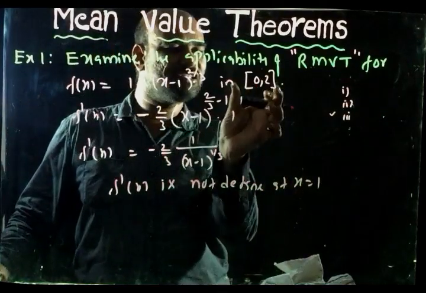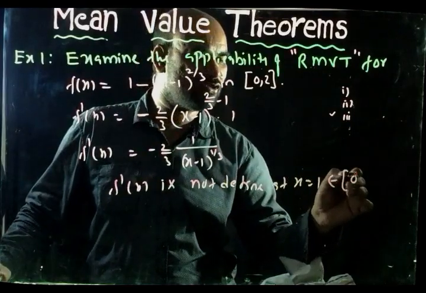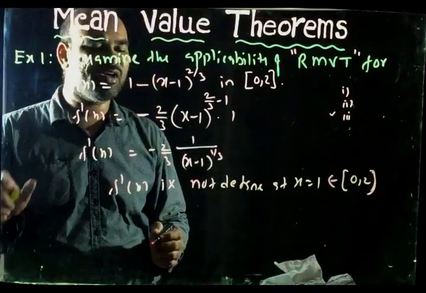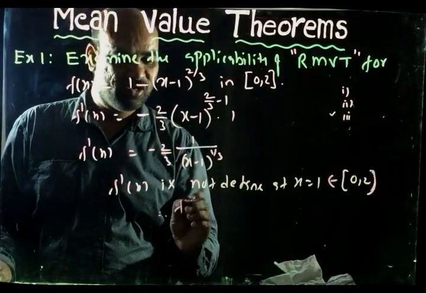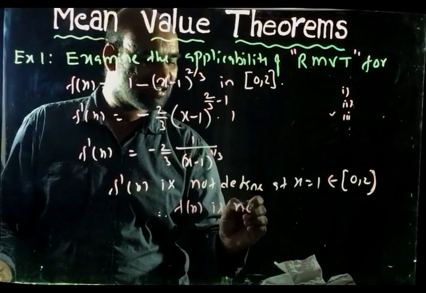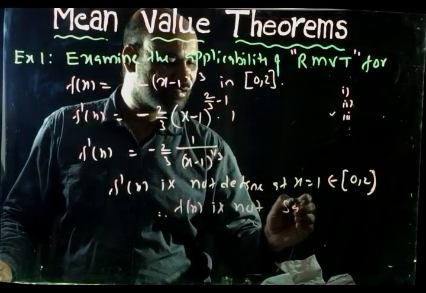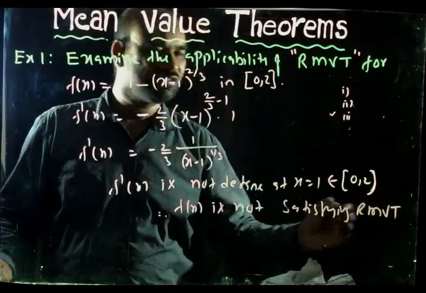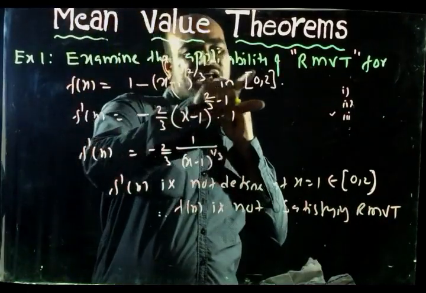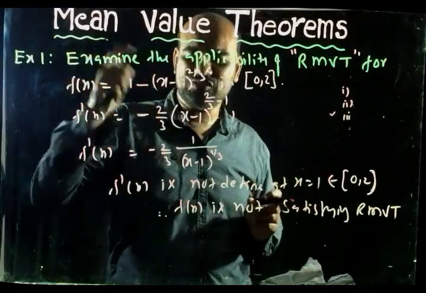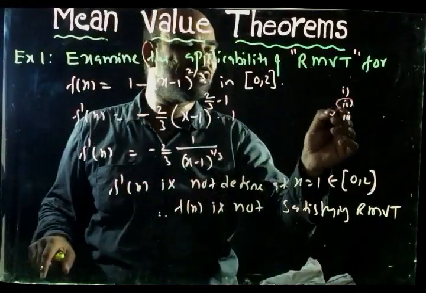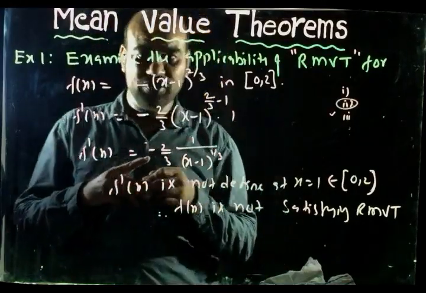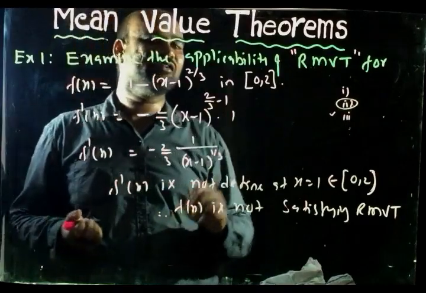The x equal to 1 is in this interval only, it belongs to the closed interval 0 to 2. What is the meaning of this? So this function is not satisfied by RMVT. Therefore, f of x is not satisfying RMVT. What is the question? Examine the applicability. We need to check whether it satisfies or not. Directly I checked the second condition. The second condition failed, so we can say that RMVT is not applicable for the given function.